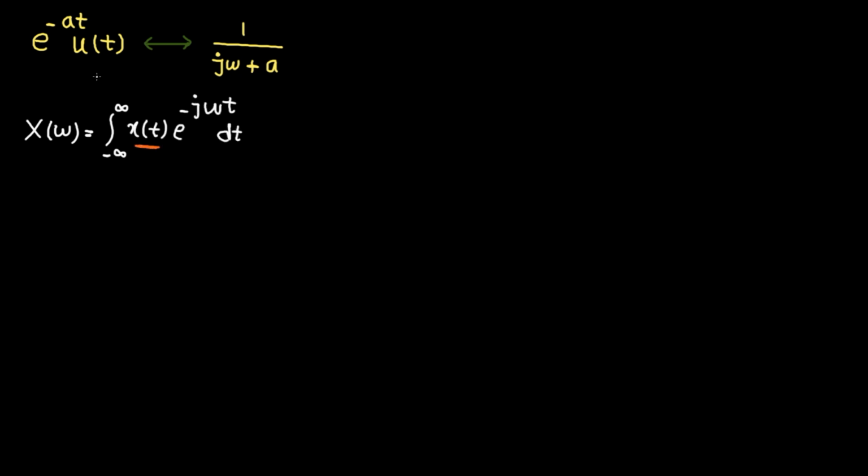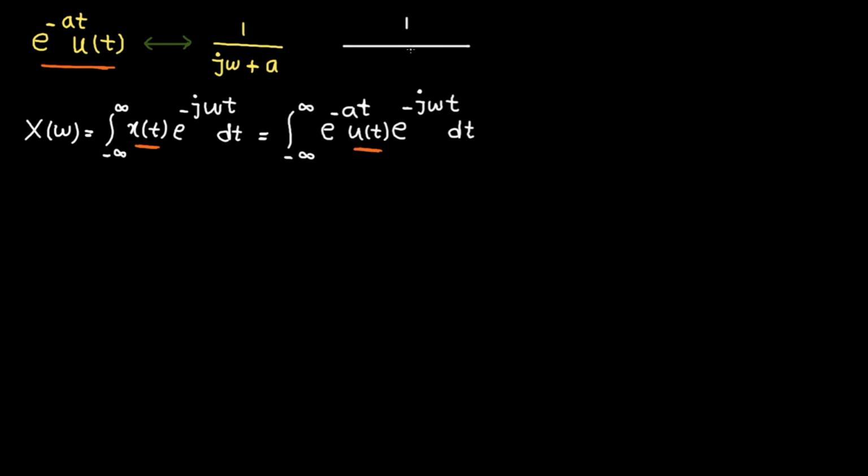If we have this signal in the time domain, where a is a constant, here is the Fourier transform. To prove this, I start from this integral and replace x of t with this signal. U of t, or a step function, is 0 before 0 and 1 after that. So the integral is non-zero only in this interval, and therefore we get this.